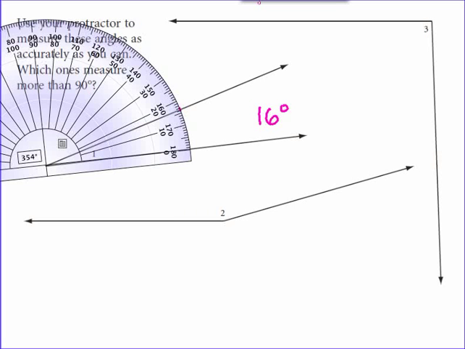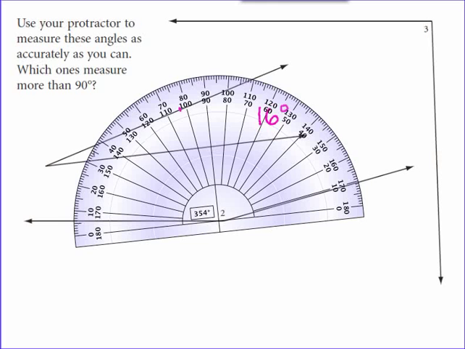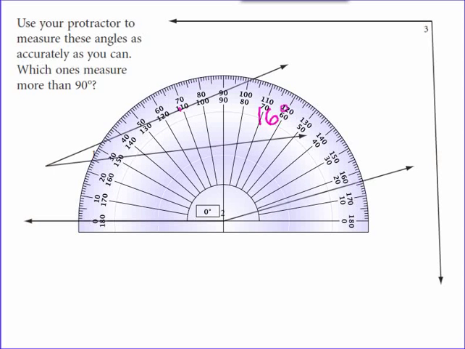Okay, so we're back again, and we're going to measure angle 2. To measure angle 2, you take your protractor and move the 0 point to the vertex. You line up with one side of the angle, and so I'm going to line it up that way. In this case, I'm going to be using the outer scale.